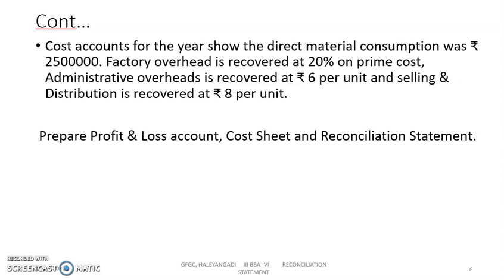Now, along with that, they've also given you the second part of the question which says the cost accounts for the year show that the direct material consumption was 25 lakhs, factory overhead is recovered at 20% on prime cost, administrative overheads is recovered at 6 per unit, and selling and distribution is recovered at 8 per unit, which means when you're preparing your cost sheet, you need to take care of these adjustments. Now the question says, prepare the profit and loss account, cost sheet and reconciliation statement.